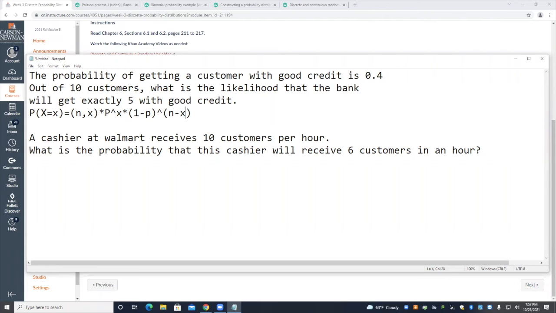Did you hear that question? Why is there a p term, and why is there a 1 minus p term? In that formula, why is there a p term, and why is there also a 1 minus p term? What should they stand for? Why are they in the formula?